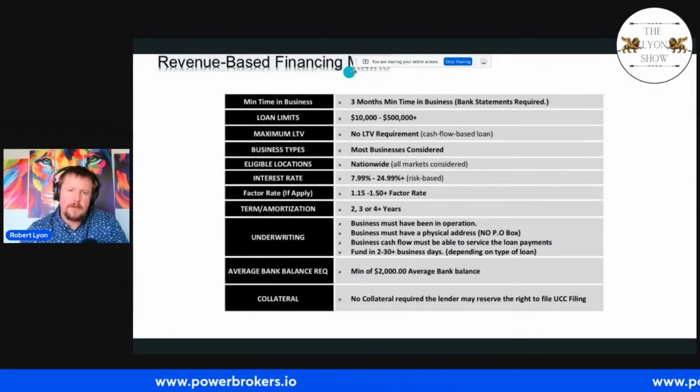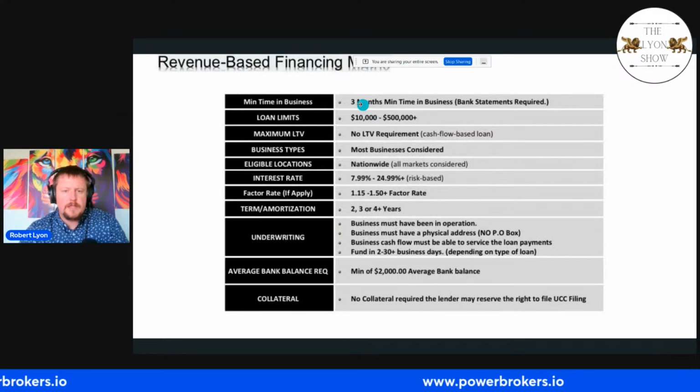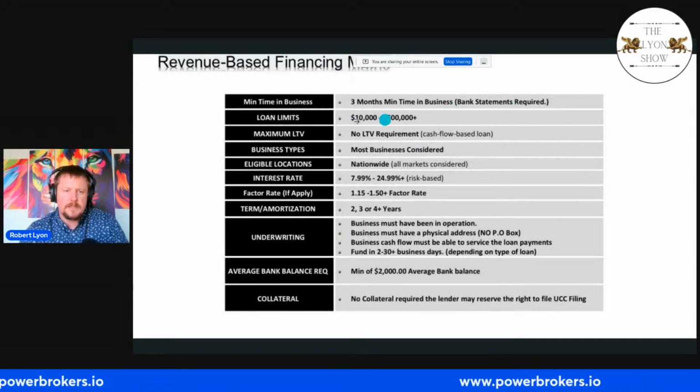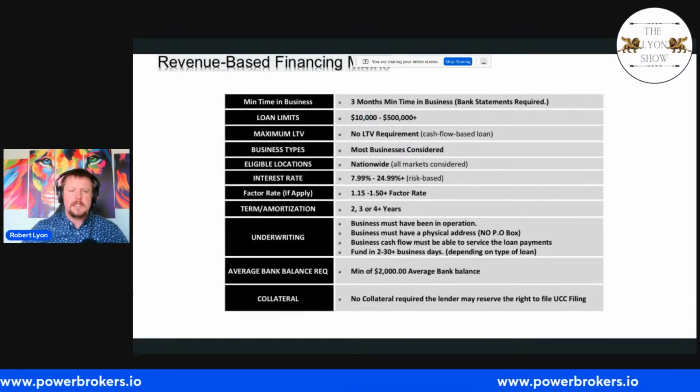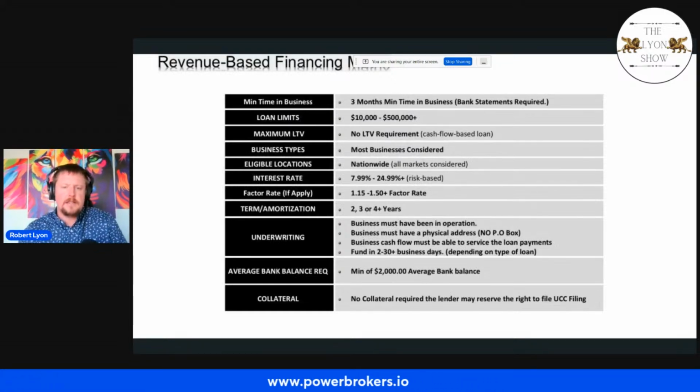All right, so here's the revenue financing matrix. All right, minimum time in business, at least 3 months, because you need to have at least 3 months of bank statements before you can get approved for a revenue-based business loan or business line of credit. These are typically what you want to do. You want to have at least $10,000 is what I would always recommend. I don't really tend to do loans less than $10,000 because it's just not worth my time. But I can help people get these kinds of loans. And you can get up to $500,000 or more.